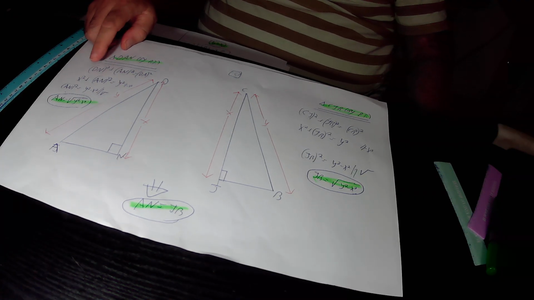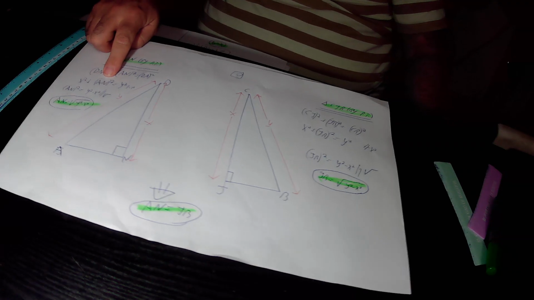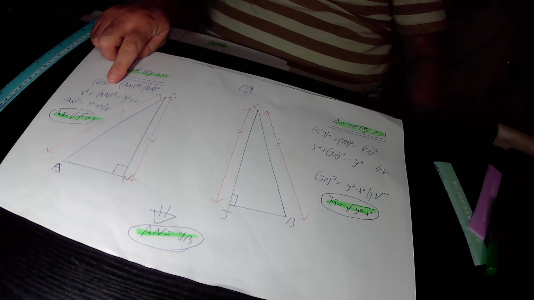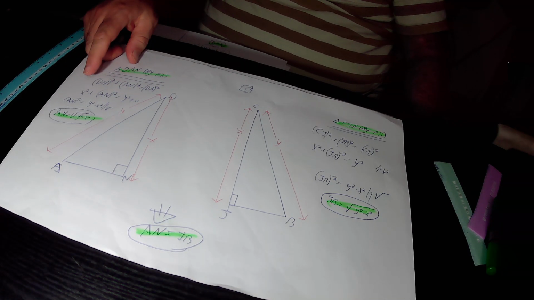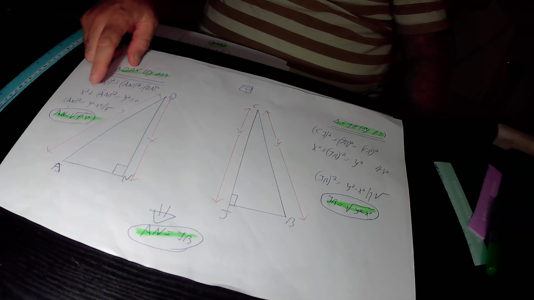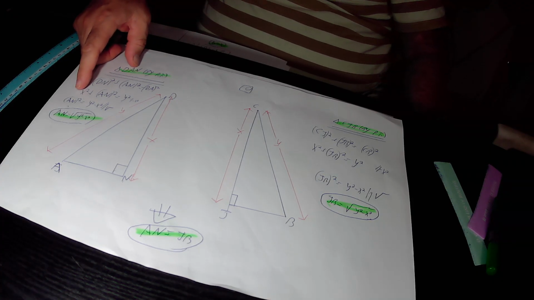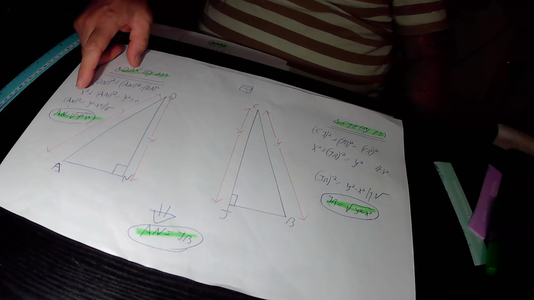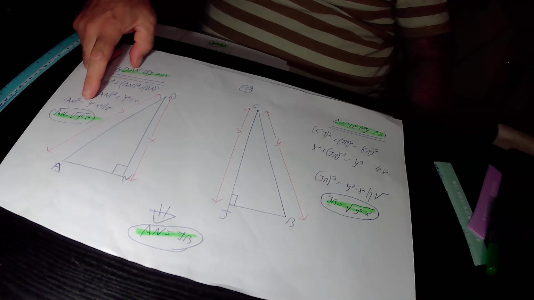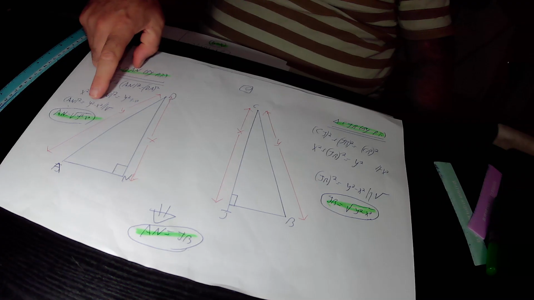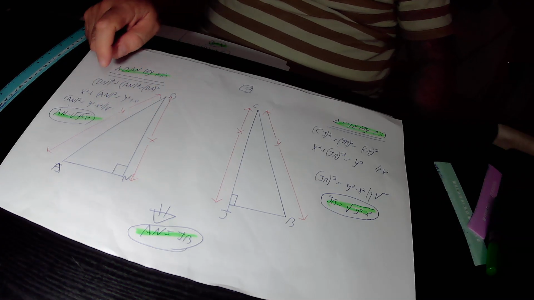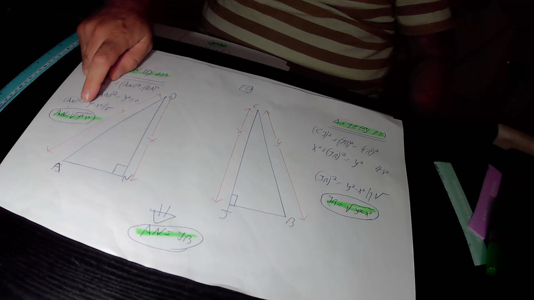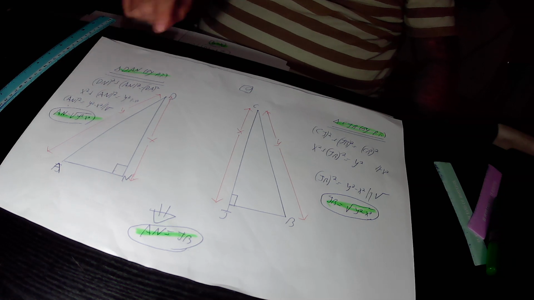Y squared equals x squared plus AN squared. Here we subtracted x squared from this equation and finally found out that y squared minus x squared equals AN squared. Here we took the root of this equation and finally found out that the missing side AN equals the square root of y squared minus x squared. This is the missing side AN. This is equal to the square root of y squared minus x squared.